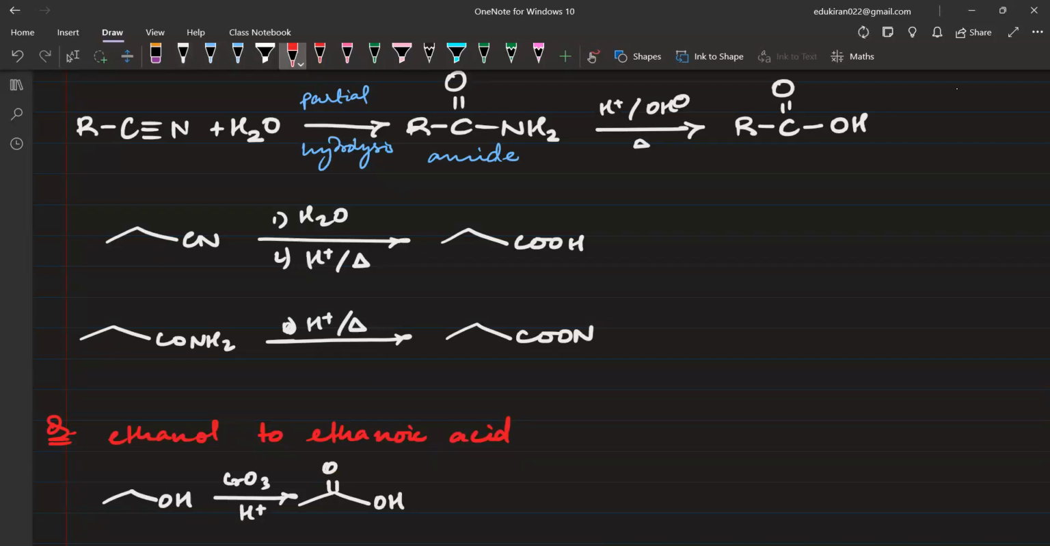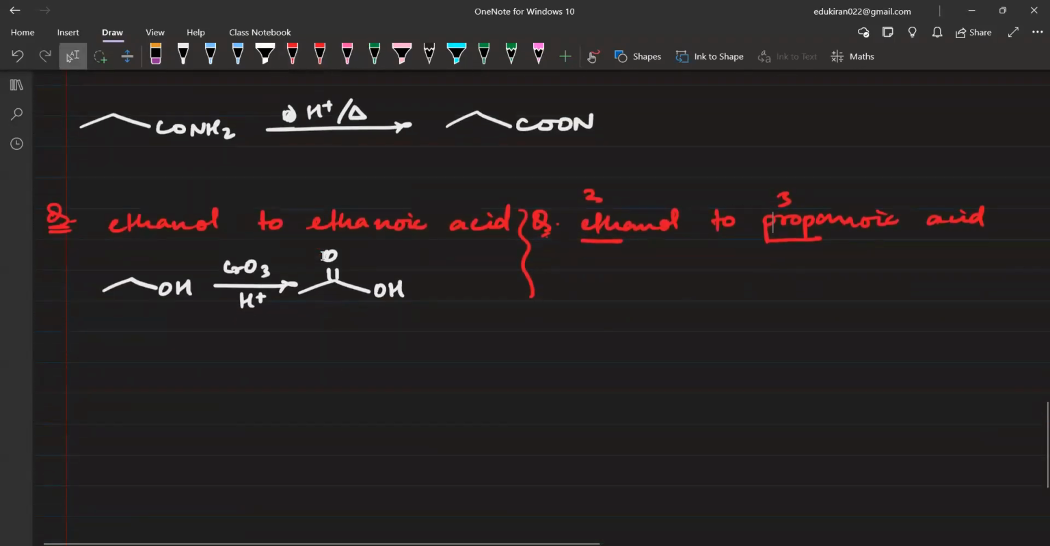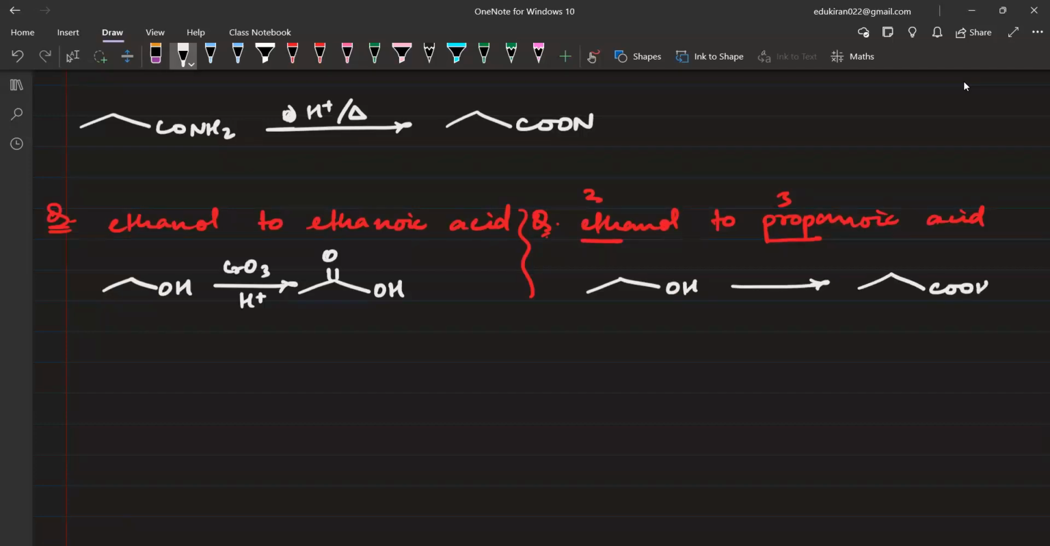But if you have the same ethanol, another question. Please see. We have ethanol, but now you need to make ethanol to, they are saying, propanoic acid. So here you have how many carbon atoms? 2 carbon atoms. Here you have 3 carbon atoms. So as soon as there is an increase in the number of carbon atoms, you should remember a reaction with KCN. That reaction will happen somewhere. You have OH, and it is going to give you 1, 2, 3 carbon atoms COOH. Please remember that. This is 2 carbon atoms, this is 3 carbon atoms. Okay?